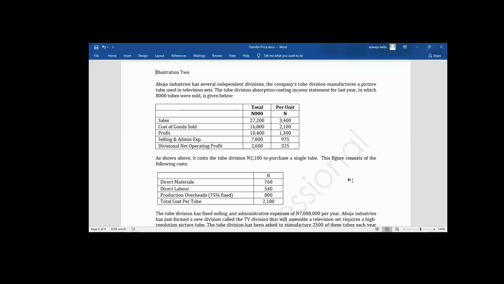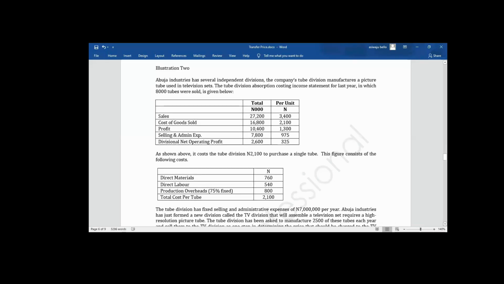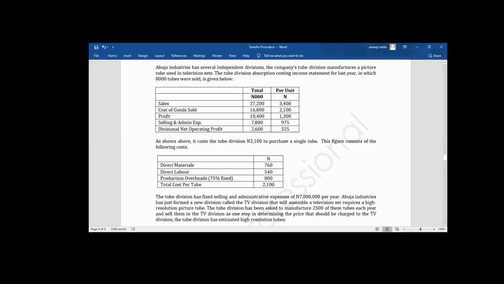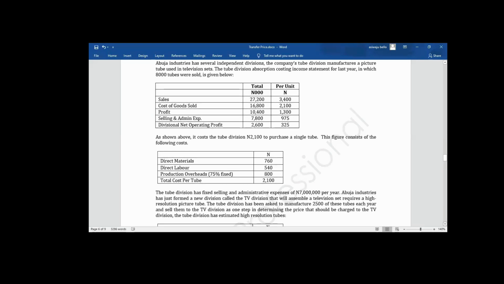Sales: 27,200,000 and 3,400 naira per unit. Cost of goods sold: 16.8 million and 2,100 naira per unit. Profits: 10.4 million and 1,300 naira per unit. Selling and administrative expenses: 7.8 million and 975 naira per unit. Divisional net operating profits: 2.6 million and 325 naira per unit.